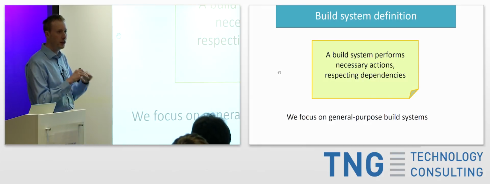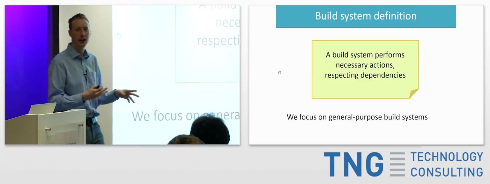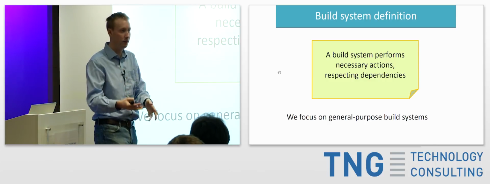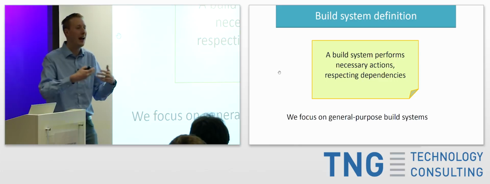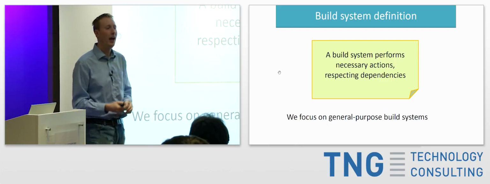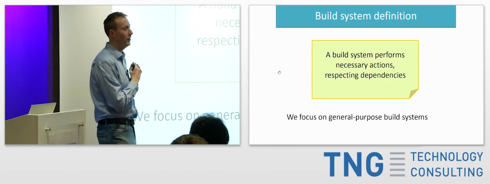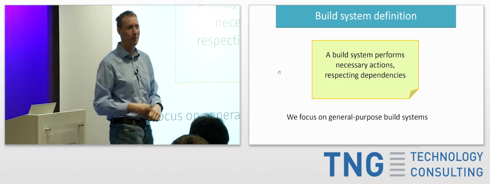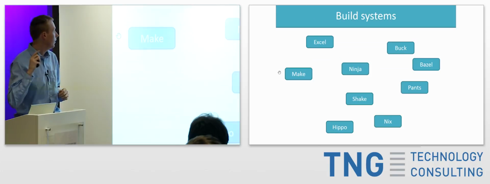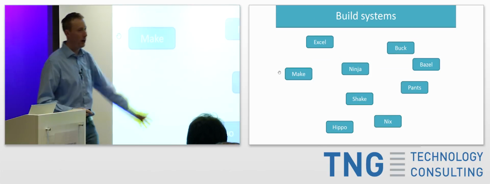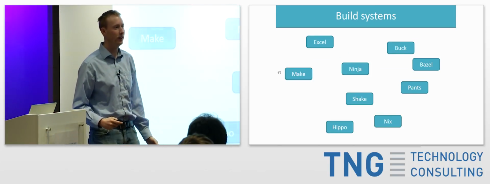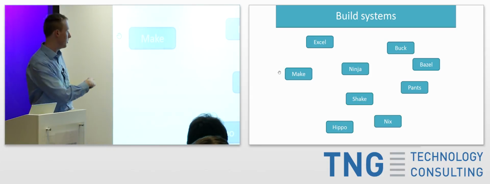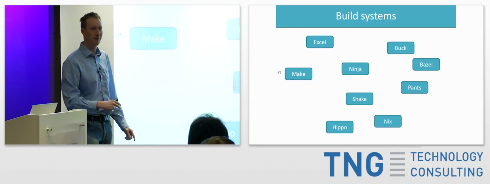For this talk, we're just going to focus on general purpose build systems. There are lots of build systems like Cabal for Haskell, SBT for Java. Every language tends to have their own build system. And we're going to focus on just general purpose build systems. So here are a pile of general purpose build systems. Sorry if you can't see the ones at the bottom on the back.